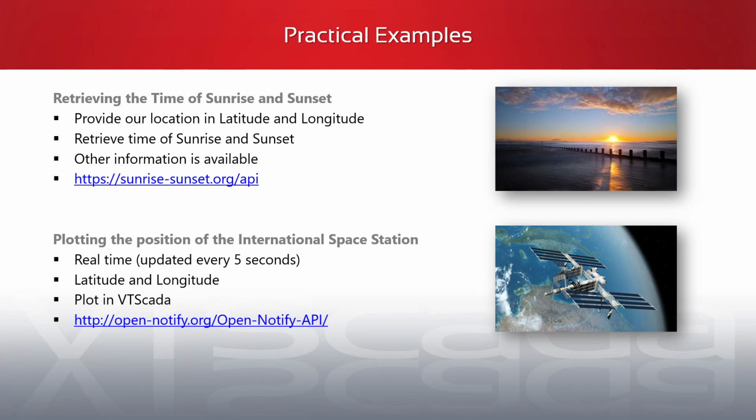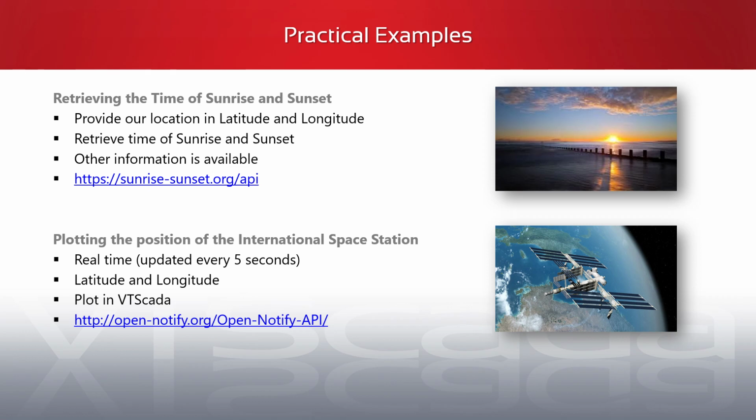So I'm going to move now on to two practical examples. The first one, we're going to retrieve the time of sunrise and sunset. We will provide our location in latitude and longitude, and we'll retrieve back a string of when the sun will rise and when the sun will set today. Other information is available. This is provided by sunrisesunset.org. Please do take a look at their terms of use. They do make it freely available, but they do like recognition of their service.